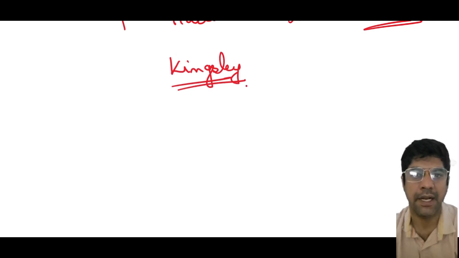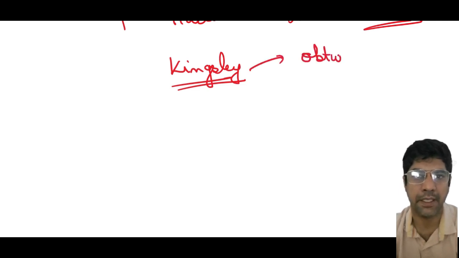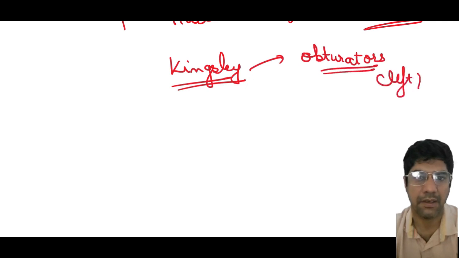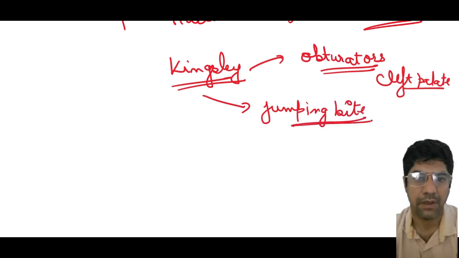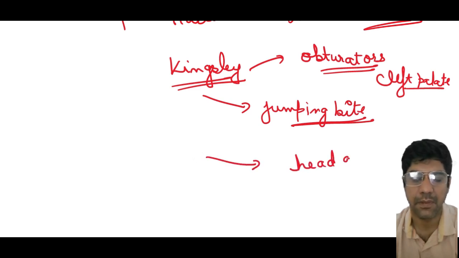Other was Kingsley. He conducted experiments with orthodontic appliances. He fabricated an obturator for cleft palate patients. He also introduced the jumping the bite concept, a forerunner of the modern functional appliances. He also pioneered the use of headgear to apply extraoral forces and provide anchorage at the occipital region.